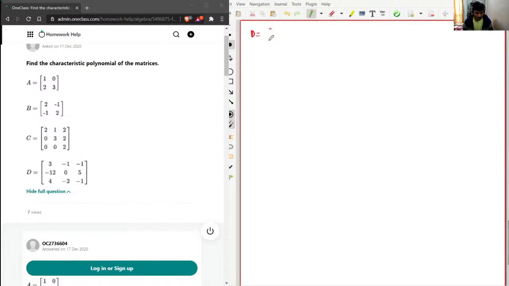So the D matrix is 3, minus 1, minus 1, minus 12, 0, 5, 4, minus 2, minus 1. The characteristic polynomial will be D minus lambda times I. Now I'll just straight away write this. Magnitude of D minus lambda times I will be the magnitude.